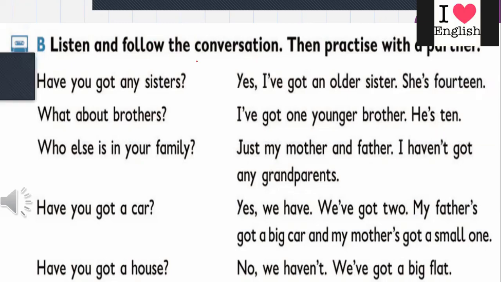One, two, three. Cassette section five. Listen and follow the conversation. Then practice it. Have you got any sisters? Yes, I've got an older sister. She's 14. What about brothers? I've got one younger brother. He's 10. Who else is in your family? Just my mother and father. I haven't got any grandparents. Have you got a car? Yes, we have. We've got two. My father's got a big car and my mother's got a small one. Have you got a house? No, we haven't. We've got a big flat.